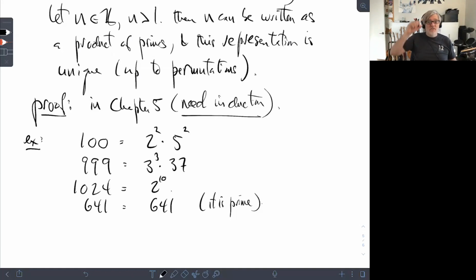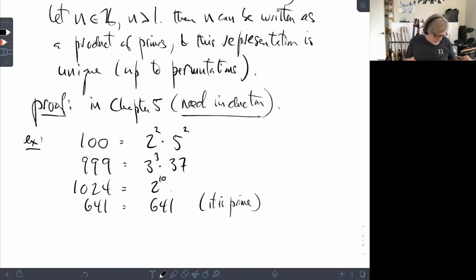The uniqueness is not so obvious. This is the hard part in a sense, right? So if you have two ways, maybe you could have two completely different ways of writing the same number with different primes. Maybe, who knows, but that's not possible, okay? This is not obvious, okay?